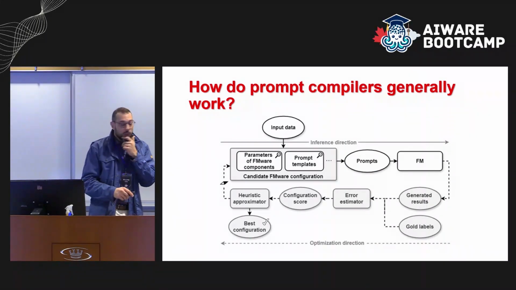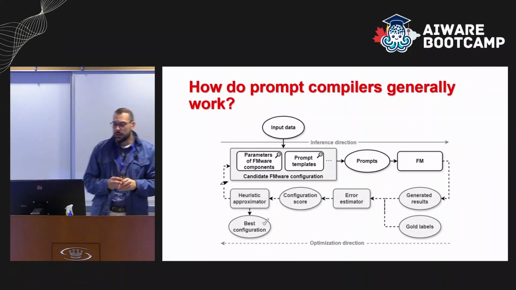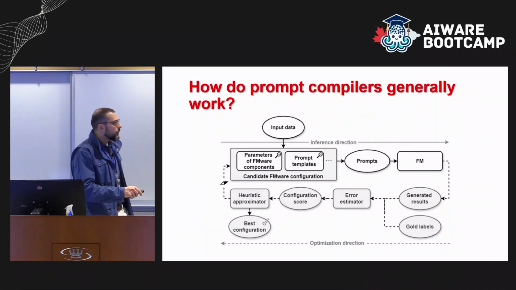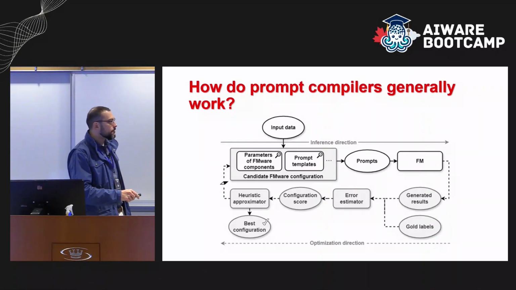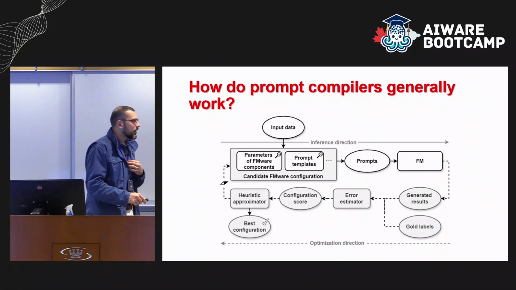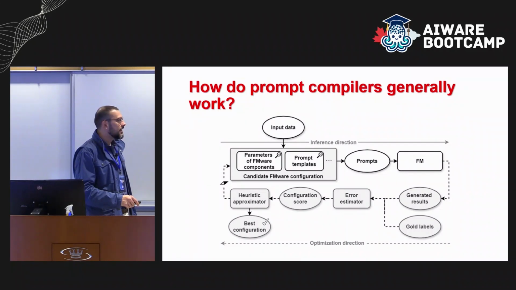You basically compare the generated results with the gold labels, and you estimate the error. Suppose it's a classification task. For this configuration of my FMware, I generated these results, and only 60% of the instances are correct. So I'm 60% correct and 40% wrong. That's my error estimator, and I would come up with a score here, in this case probably 60%.